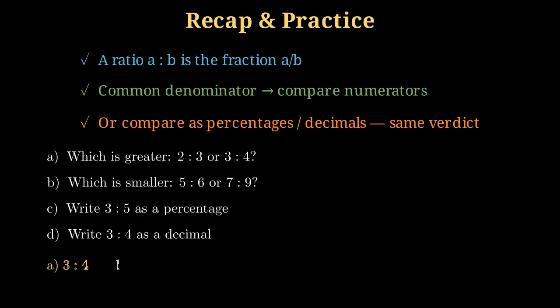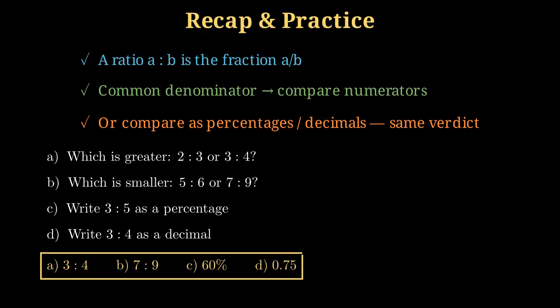Answers. A, over 12ths, 8 against 9. 3 to 4 is greater. B, over 18ths, 15 against 14. 7 to 9 is smaller. C, 3/5 times 100, 60%. D, 3 divided by 4, 0.75. Well done, that's relating different ratios.